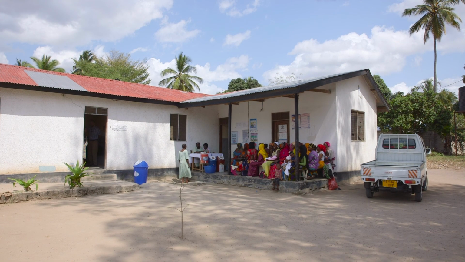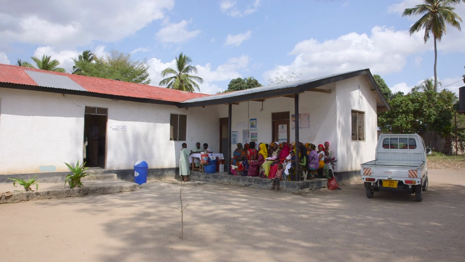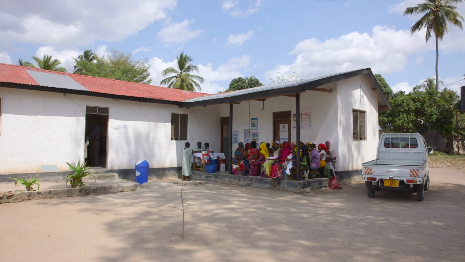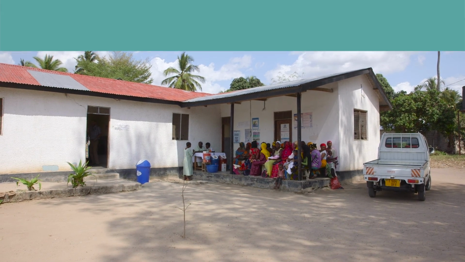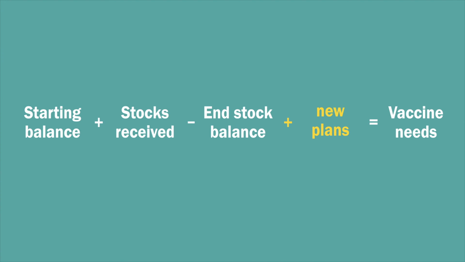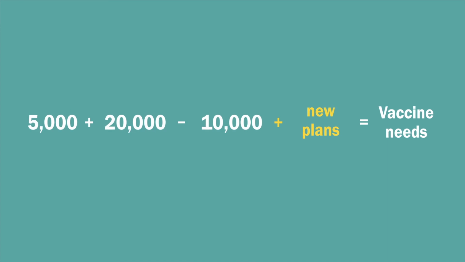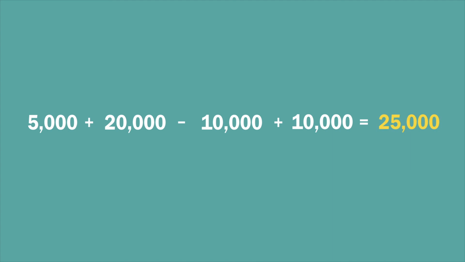How would your estimates change if you did have special immunization activities planned for the upcoming period? In this case, you would need to factor this into your vaccine needs. For example, if your district is planning a polio campaign that requires 10,000 additional doses, you would add that number to your calculation. So, your estimated vaccine needs would increase to 25,000 doses.